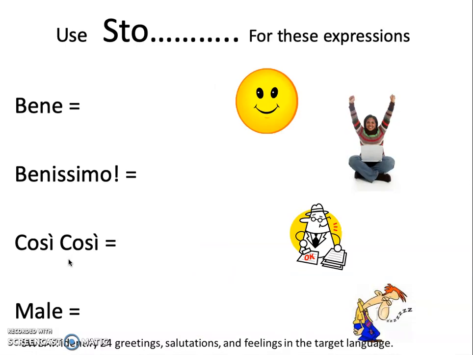Okay, now we're going to review some feelings, how we're feeling. There are two different ways to say I am. For these expressions, we're going to use sto. Sto is I am. So the first one we have bene. Sto bene is good. Benissimo. Repeat, benissimo is very good.